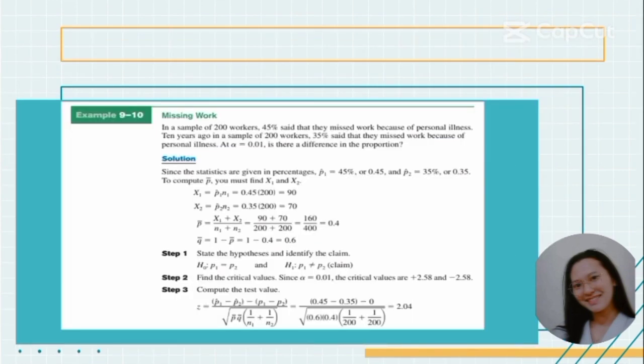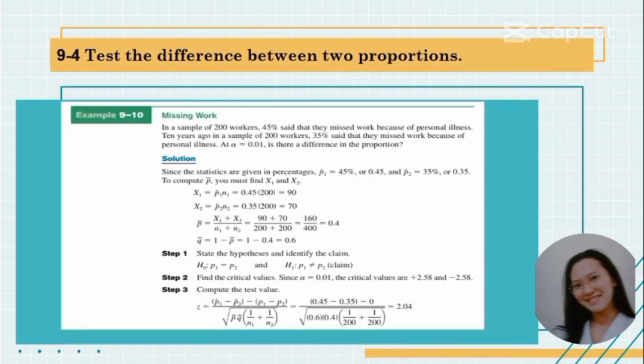Another example. In a sample of 200 workers, 45% said that they missed work because of personal illness. Ten years ago, in a sample of 200 workers, 35% said that they missed work because of personal illness. At alpha equals 0.01, is there a difference in the proportions?